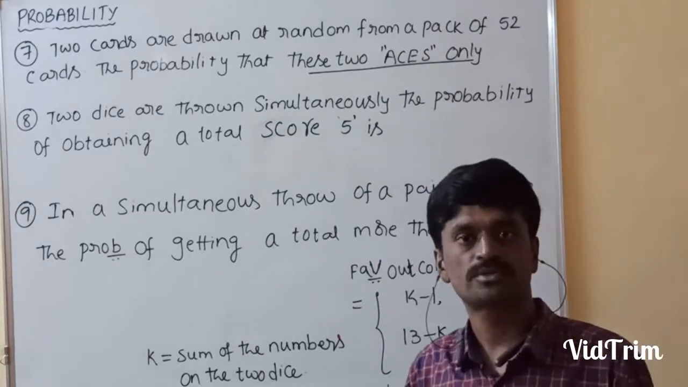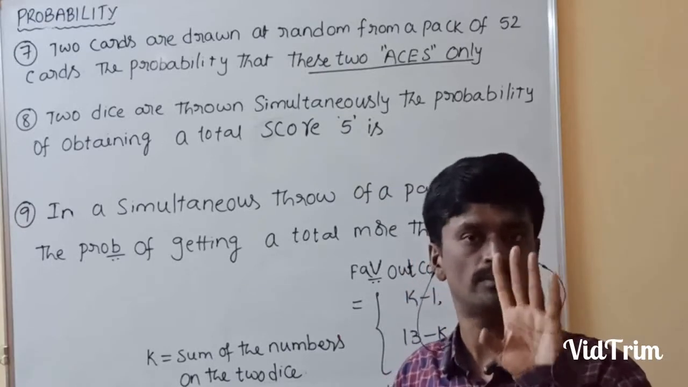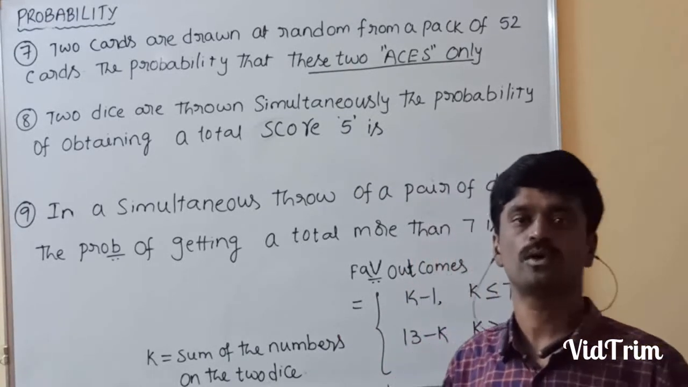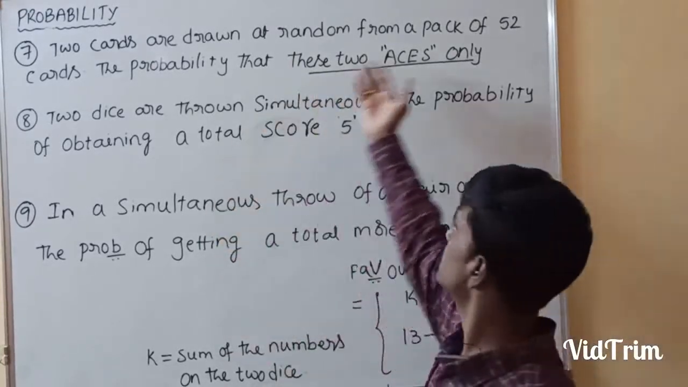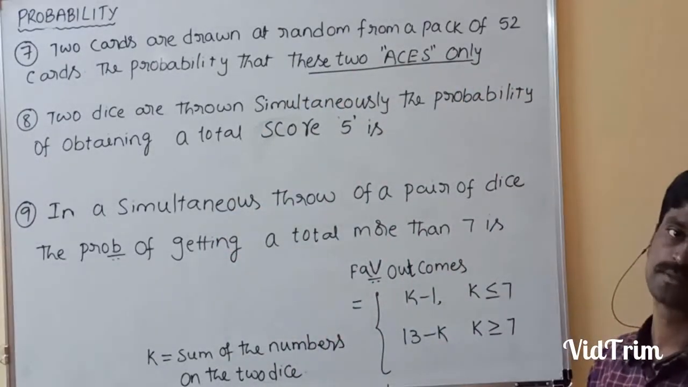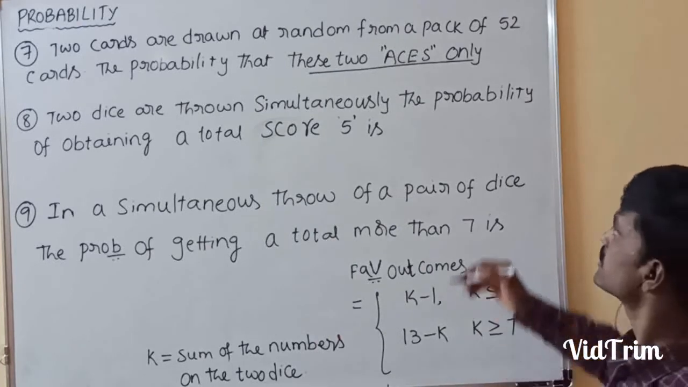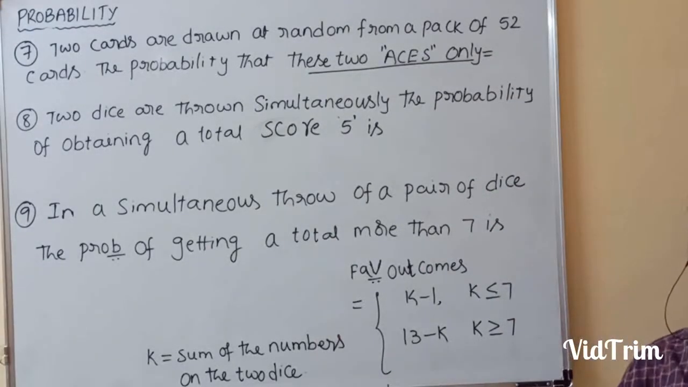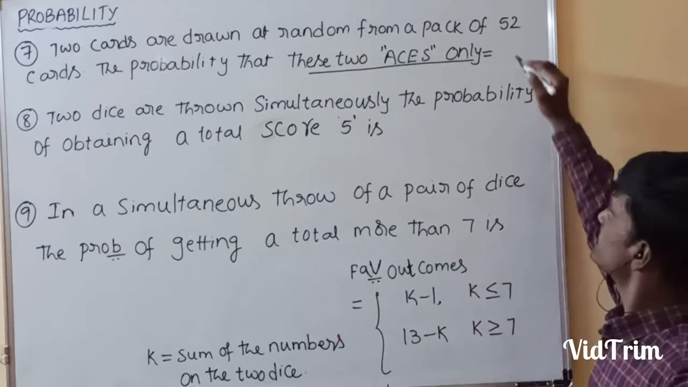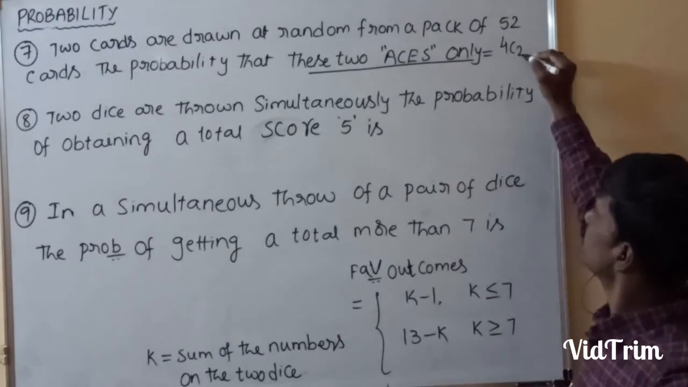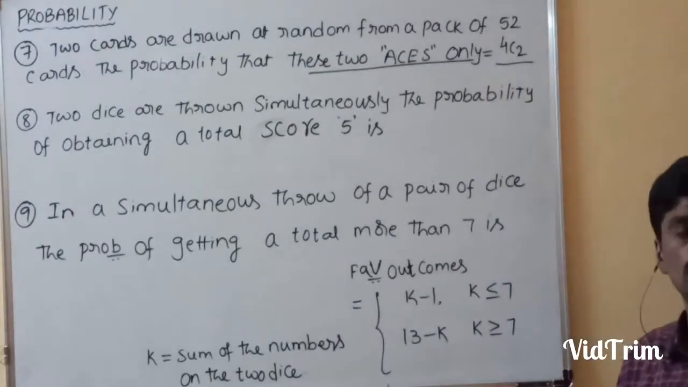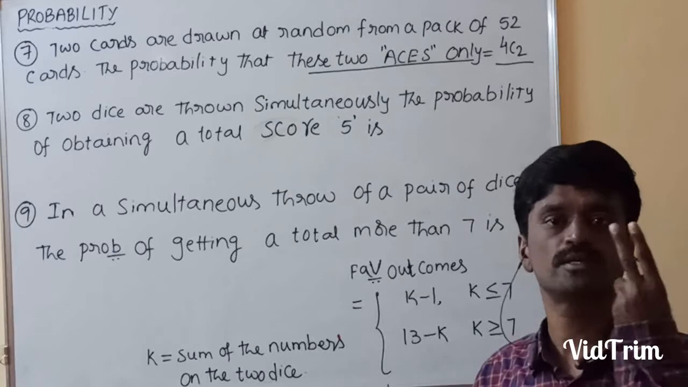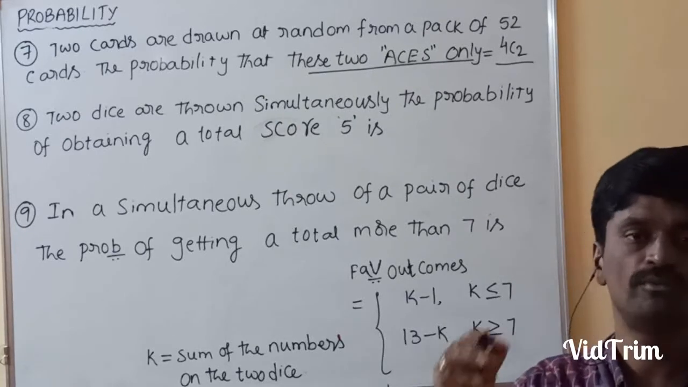So that means the favorable outcome is nothing but the number of ways of selecting 2 ace cards from 4. This is the favorable cases. The total number of cases is what? Selecting 2 cards from the total 52 cards. So favorable cases are nothing but the number of ways of selecting 2 ace cards from 4 ace cards, which can be done in how many ways? 4C2, divided by the total number of outcomes, which is nothing but the number of ways of selecting 2 cards out of 52.